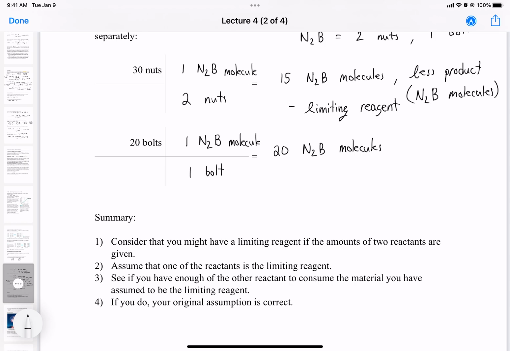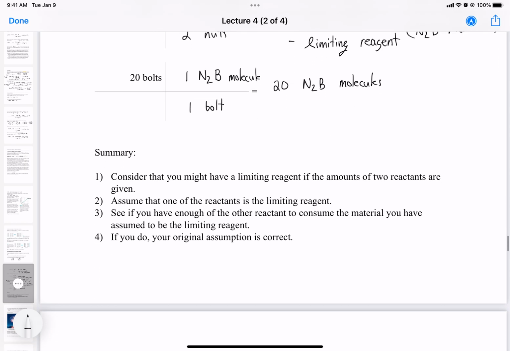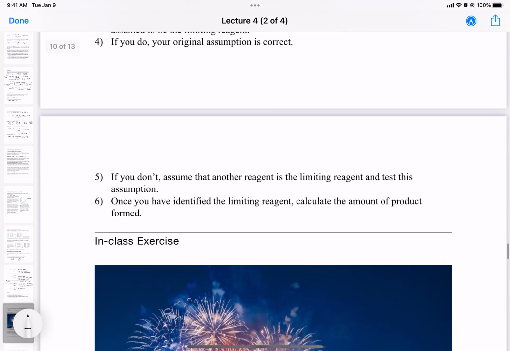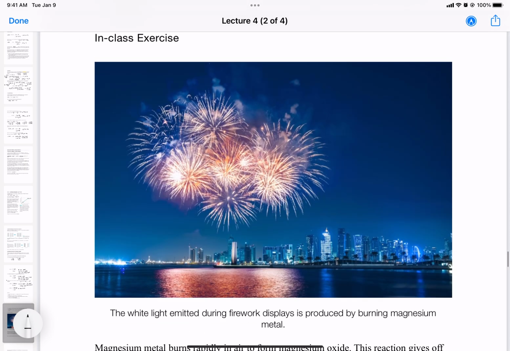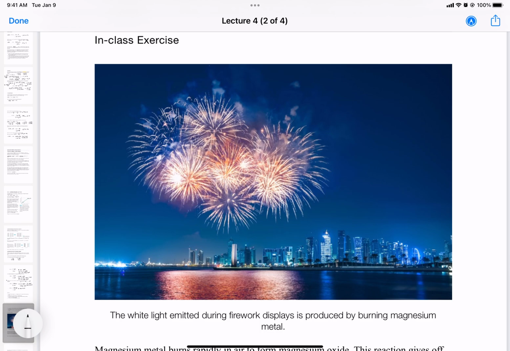Okay, hello everyone. Let's get back into the limiting reactant questions. Let's just apply this to an in-class example. Fireworks. The white light emitted during a fireworks display is produced by burning certain elements, and the bright white light is actually characteristic of magnesium. A very cool chemical phenomenon.